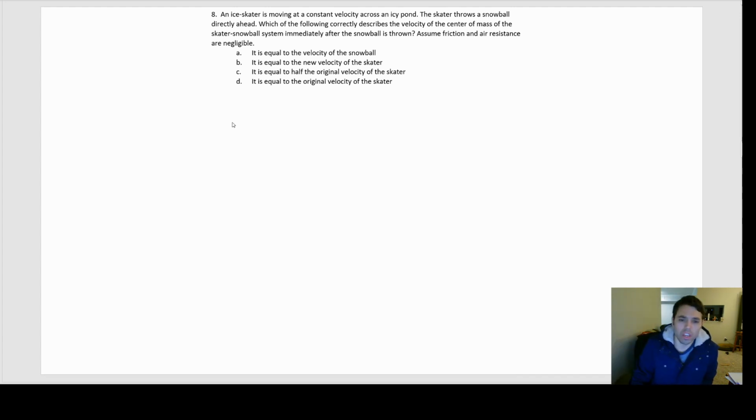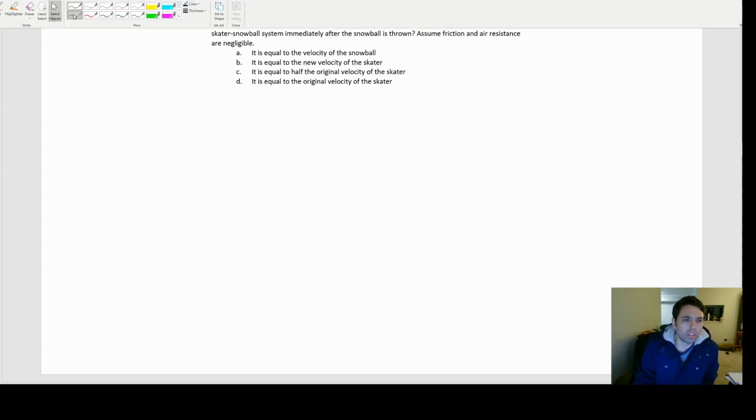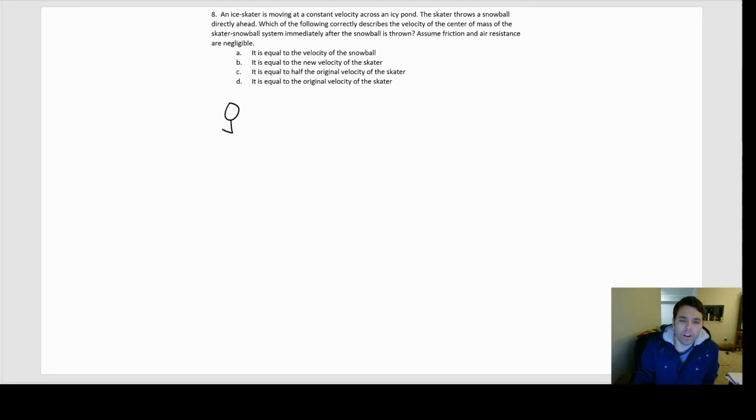Alright, so here's the thing. Still gotta click my pen. So I got the skater, here they are, and they're holding a snowball in their hand. Now, if they don't throw the snowball, let's say they decide, I'm not gonna throw the snowball, I'm keeping it for myself. Where's the center of mass of the snowball-person system? Isn't it basically in the center here? Okay, let's make it a color.